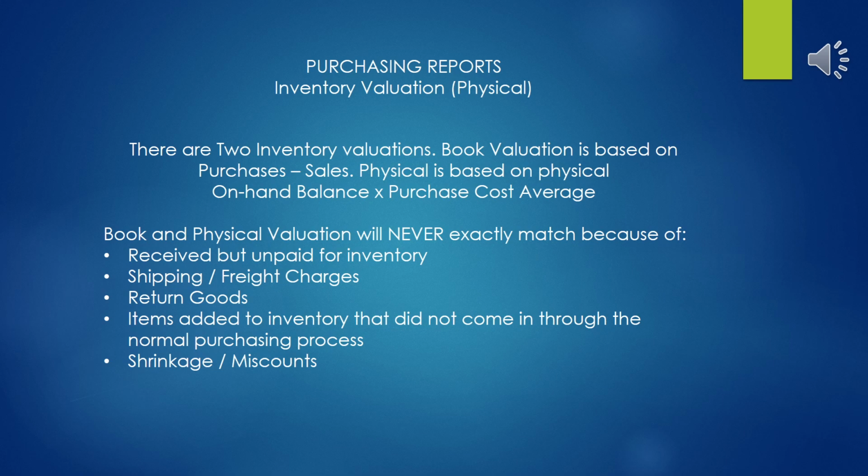Book and physical valuation will never exactly match because of received but unpaid inventory, shipping and freight charges, return goods, items added to inventory that did not come in through the normal purchasing process, aka no purchase order or a lot job, which could foul things up, and of course shrinkage and miscounts. Anyone that's ever had somebody go out and try and count 50 different types of identical wire but a different color and a different spool size knows how thoroughly miscounts can get fouled up and skew your numbers.